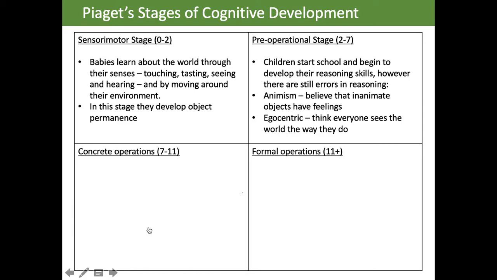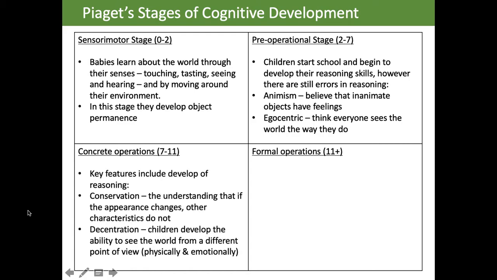However, when they get to between 7 and 11, they develop these reasoning skills in a concrete way. So this concrete means that they can do so when they are thinking about objects that are in front of them, that they can see and that they can feel. Two key things that they develop here: conservation, which is the understanding that if the appearance of something changes, other characteristics such as the mass or the volume or the number don't change. And this in particular links to Piaget's study, that is our key study in the course.